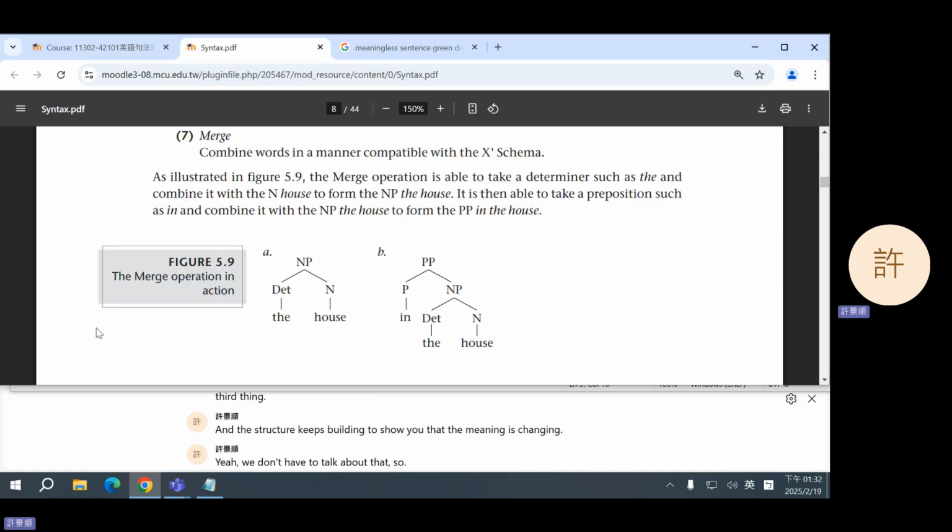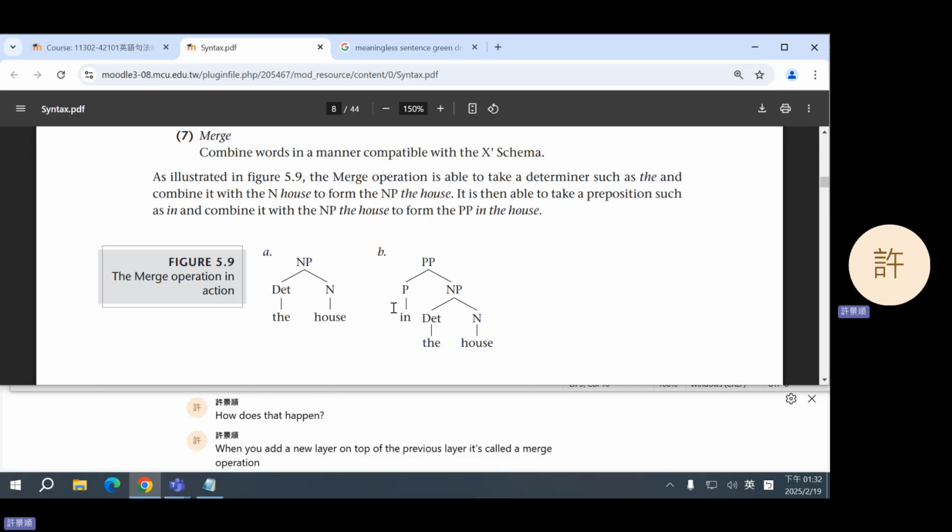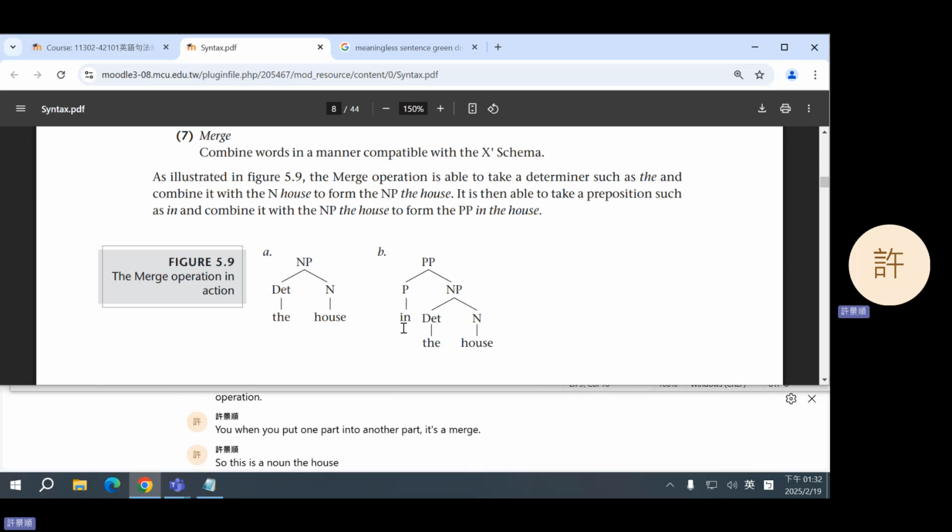How does that happen? When you add a new layer on top of the previous layer, it's called a merge operation. When you put one part into another part, it's a merge. So this is a noun, the house, but when you add in, it becomes a prepositional phrase. You're describing a location. You have merged the noun part into the preposition part.